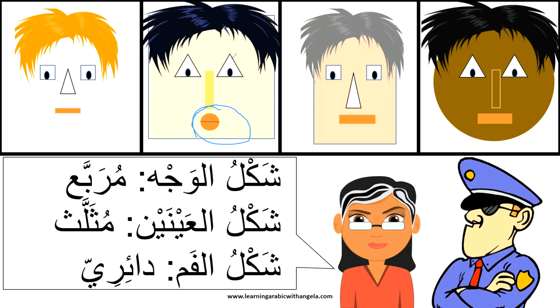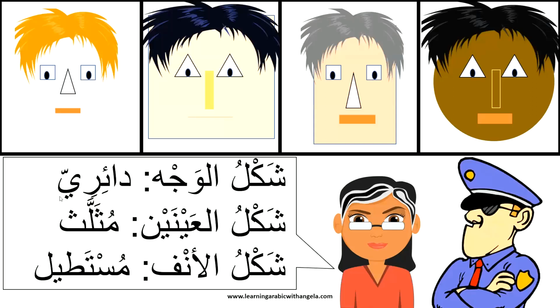العينين. Okay, شكل العينين مثلث. So we can tick مثلث. شكل الوجه مربع. The shape of the face is square over here. So that's our criminal. هذا هو المجرم. This is the criminal. Okay, so that can't be. شكل الوجه هنا بيضاوي. شكل الوجه هنا مستطيل. شكل الوجه هنا دائري. So that's not what we're looking for. Okay, ممتاز. Next one, التالي.